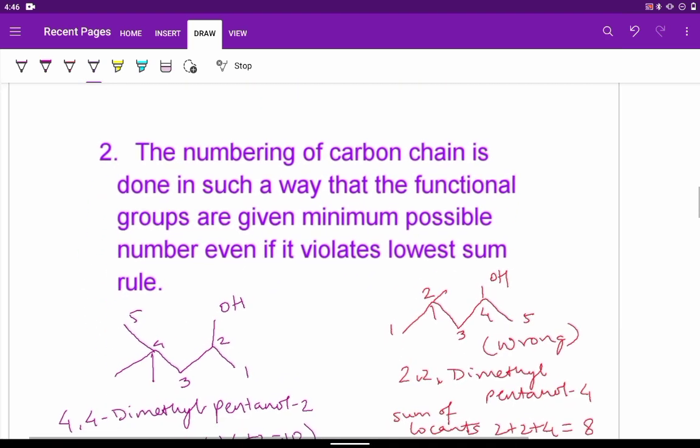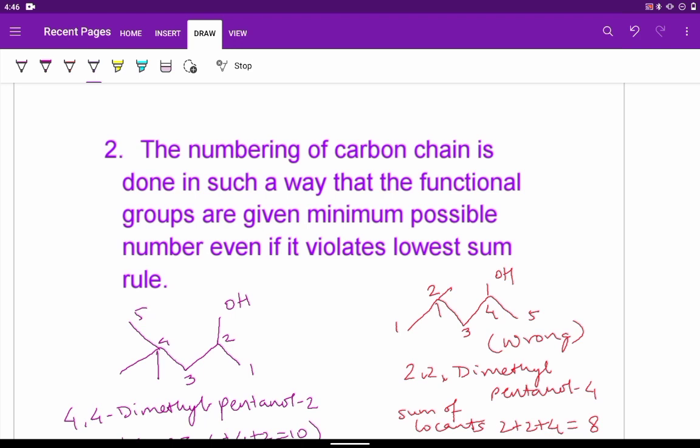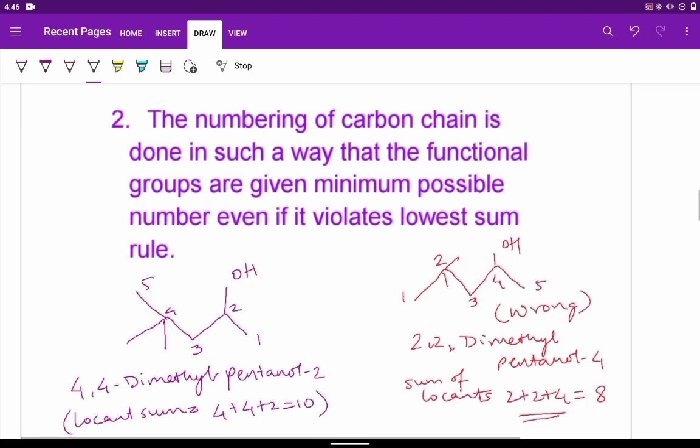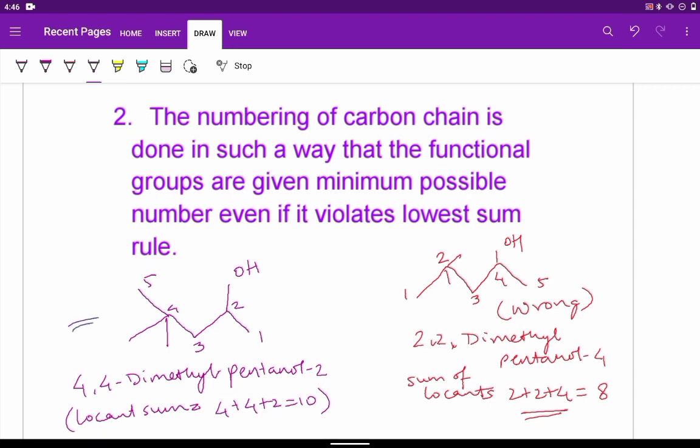The next rule states that the numbering of the carbon chain is done in such a way that the functional groups are given the minimum possible number, even if it violates the lowest sum rule. So here you see in this structure, I have numbered it preferably like this, 1, 2, 3, 4, 5. In this case, at carbon number 4 there are 2 methyl groups and the second carbon has the OH group. So we have to give preference to OH.